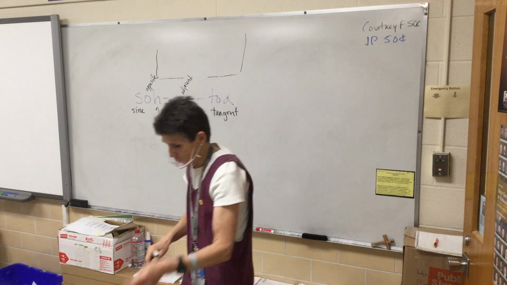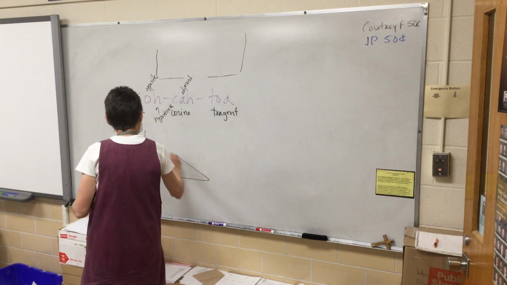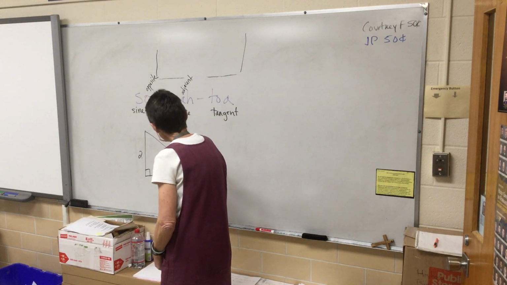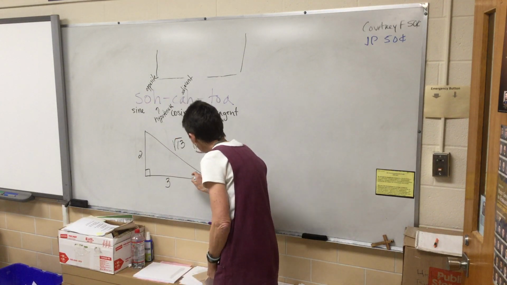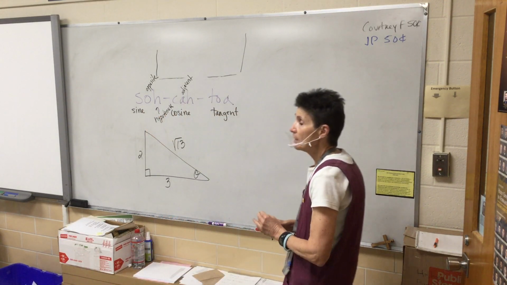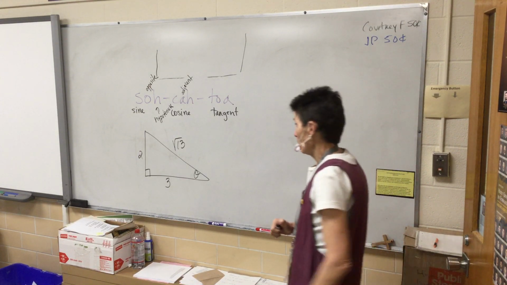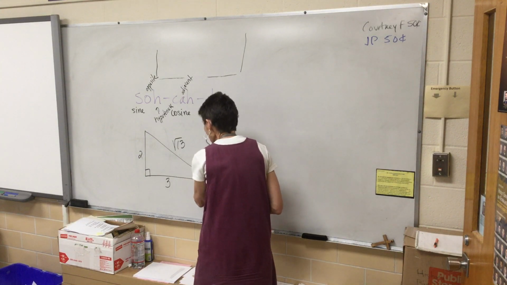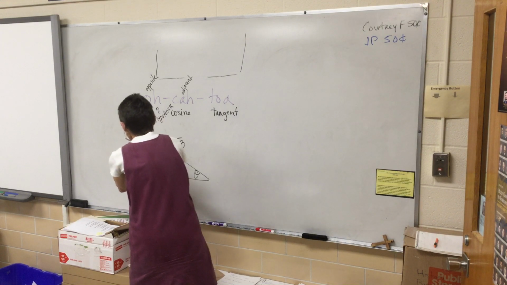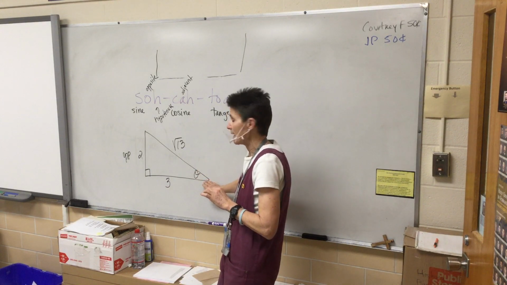Now let's look at the first problem. It's a right triangle: 2, 3, root 13. And the angle is here. Remember, theta is your Greek variable that represents an angle. Now, with regard to this angle, this is the opposite side. The location of the opposite side depends on which angle you're looking at.